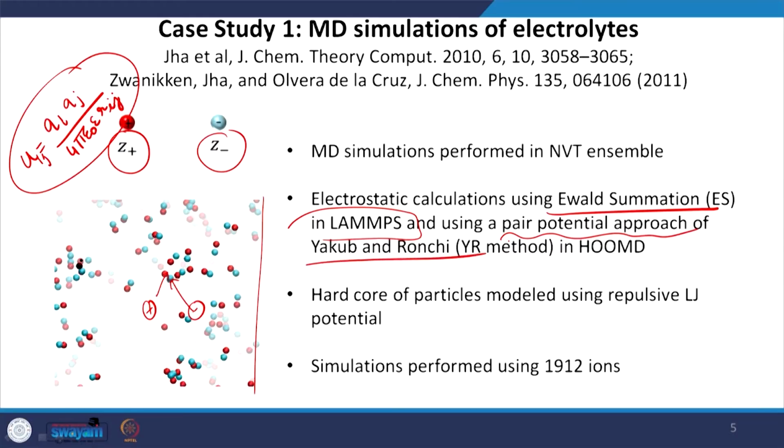This is due to scientists named Yakub and Ronchi, and we refer to that as the YR method, and we implemented that in software called HOOMD. That is, I would say, one of the best softwares to do molecular dynamics on GPUs. And then we did simulations for like 1900 ions. Now, this number has to be chosen to be large enough such that it gets the averages correct. At the same time, it has to be small enough that we can simulate within reasonable time. And we figured that using these many ions gives me a good value of the averages that we can work with. The fluctuations in quantities are relatively small.